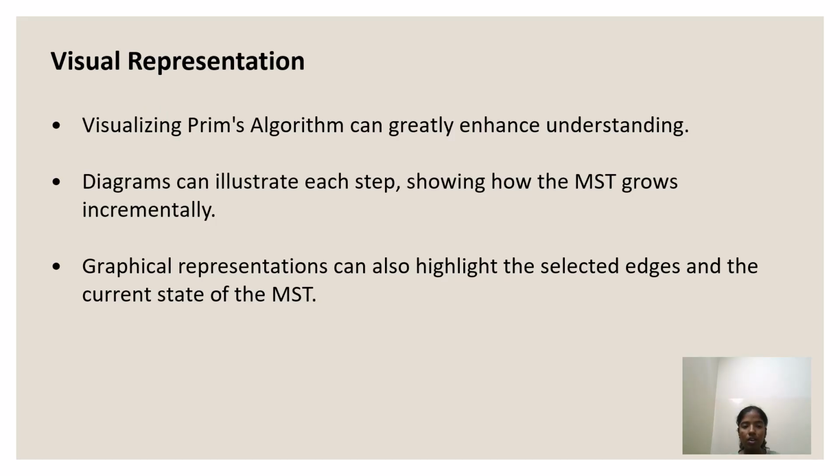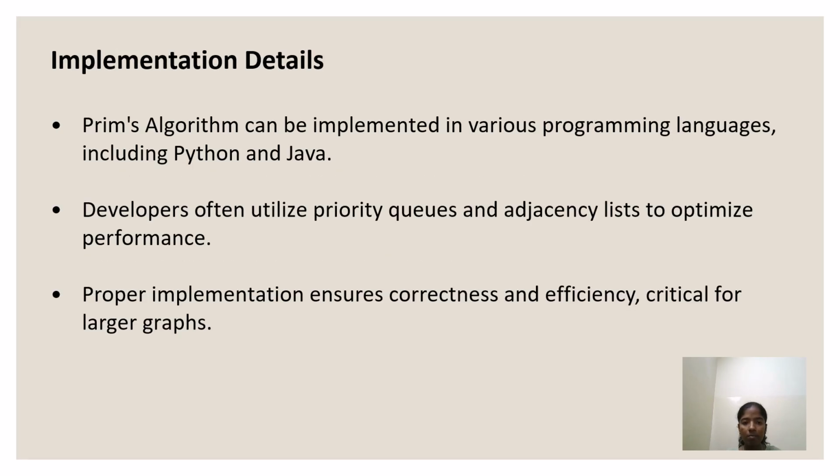The visual representation of Prim's algorithm can greatly enhance understanding. Diagrams can illustrate each step, showing how the minimum spanning tree grows incrementally. Graphical representation can also highlight the selected edges and the current state of the minimum spanning tree. Prim's algorithm can be implemented in various programming languages including Python and Java, and developers often utilize priority queues and adjacency lists to optimize the performance. Proper implementation ensures correctness and efficiency, which is critical for larger graphs.